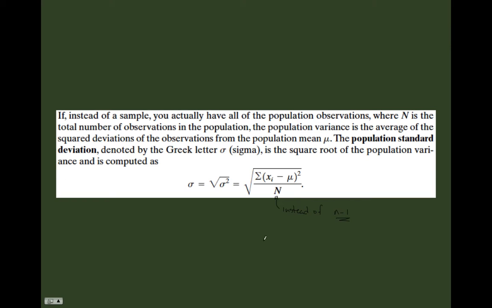Now, we're allowed to use N instead of N minus 1 because we're not estimating here. We have mu, okay? This is known in this case. So there's no need to make an adjustment. We have the exact population mean. We have all the x's. We have all the x's from the population. So we now know the true, quote, standard deviation.